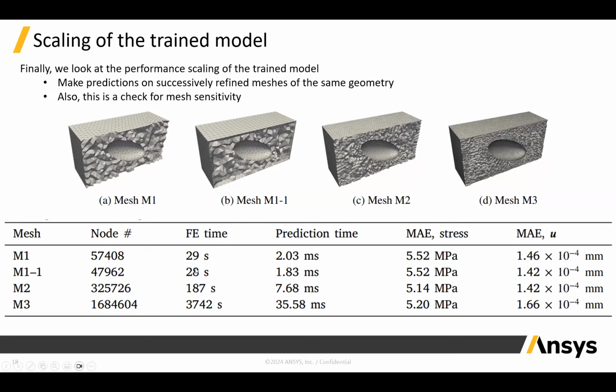And then you can also see that reflected in the finite element time. The largest one definitely takes the longest. And then we can compare that to our prediction time, on the order of 2 milliseconds to get the prediction on mesh M1 and the other mesh with the same mesh density. And for the largest mesh, we get the prediction in about 36 milliseconds. So it's quite a bit faster than what we can do with running the simulation directly. And then on this same mesh.